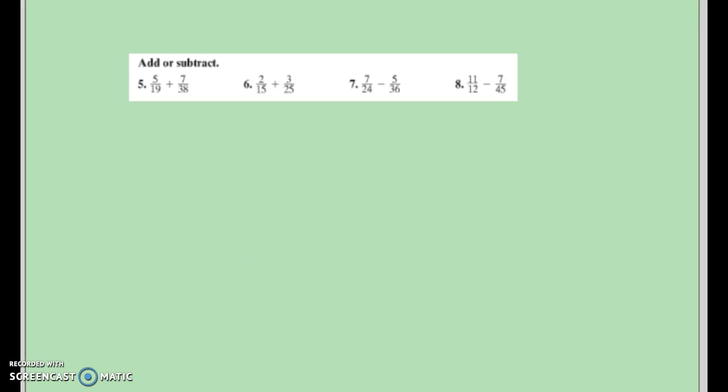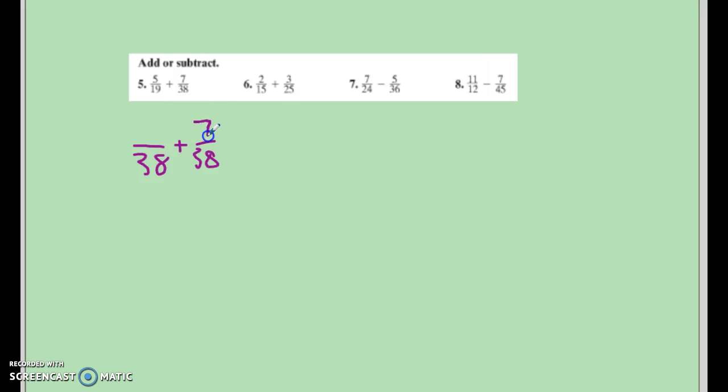So the first thing we have to kind of go back and review is when I'm adding or subtracting fractions with unlike denominators, first I have to find the common denominator. So in this first example, 19 and 38 are not common, they're not the same thing, so I have to find my common denominator between the two of these. But I know that 19 times 2 will give me 38, so I'm going to use 38 as my denominator here. So then I have to fix my numerator based on that.